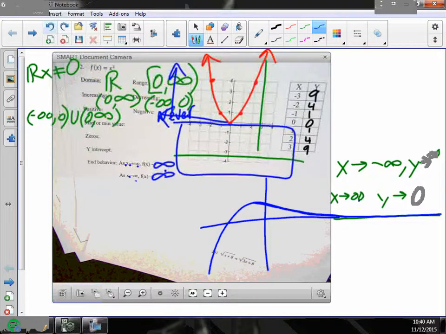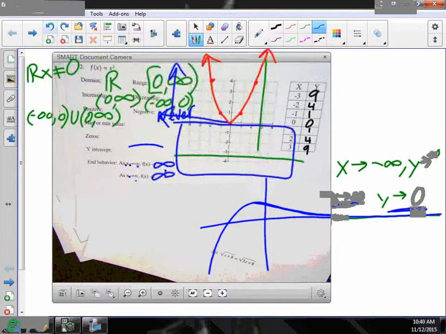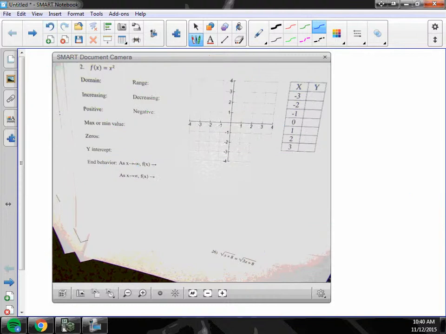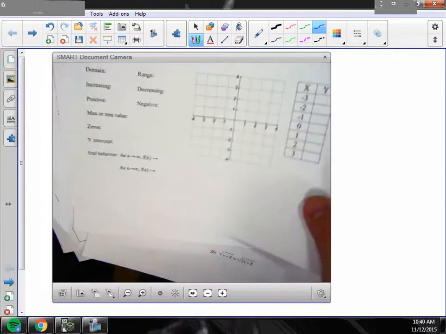But the bigger x gets, the closer x gets to infinity, the closer y gets to infinity. Which is essentially what this is saying. As x gets closer to negative infinity, the y value gets closer to positive infinity. But it'll never get there. It's just approaching that number. Okay, so there's a couple things I want to show you. Go to the next page.